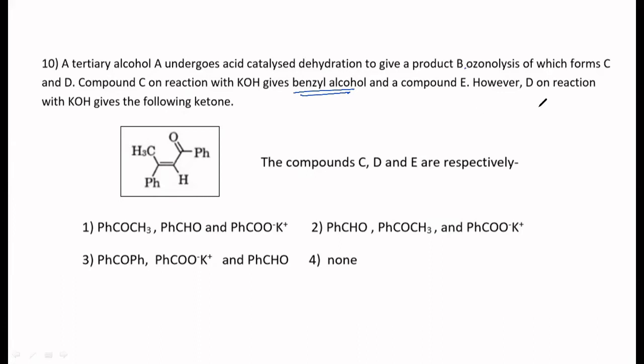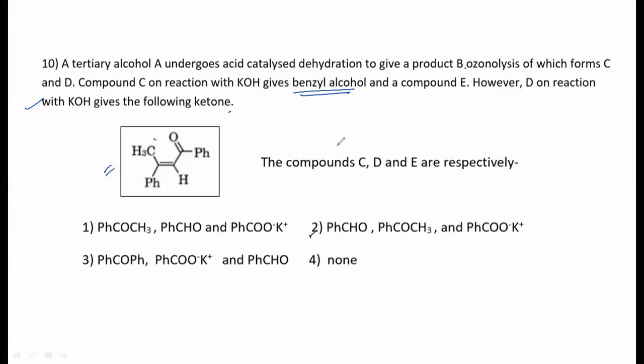However, D on reaction with KOH gives the following ketone. This is the ketone which is formed when D reacts with KOH. This is what happens. Okay. So now you write the flow chart of this.